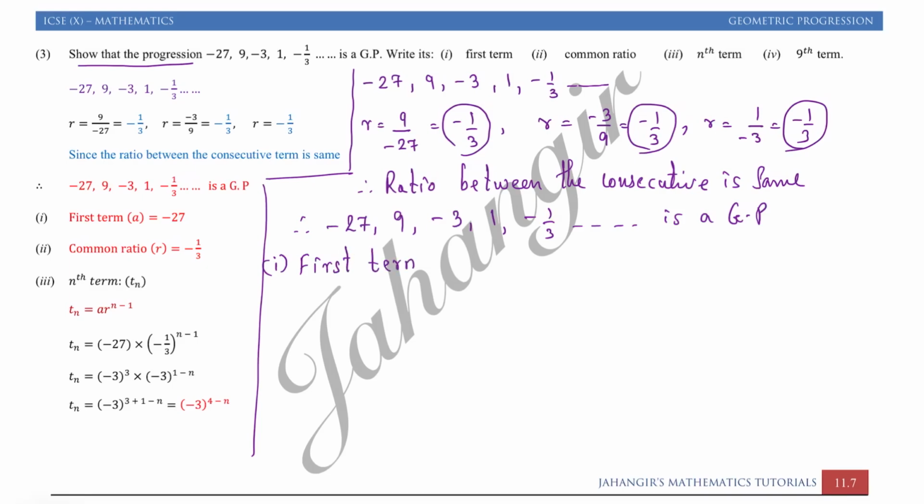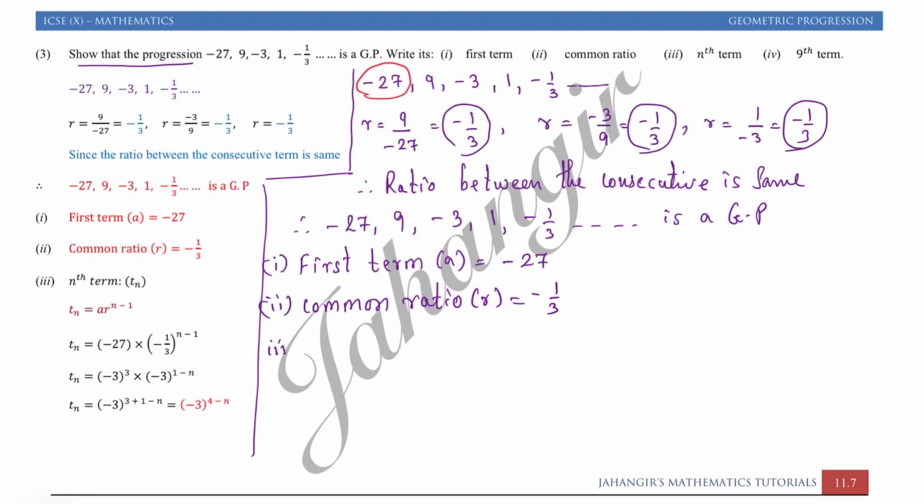Whenever they say find first term, you have to just write it properly. First term A is equal to minus 27. As you see, this is my first term. Second में common ratio. Common ratio is R, that is second term upon first term, we already got, that is minus 1 by 3.